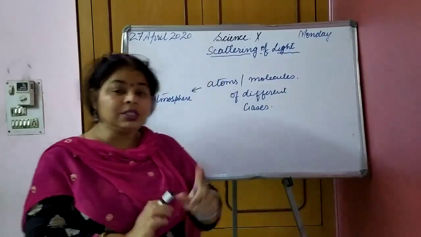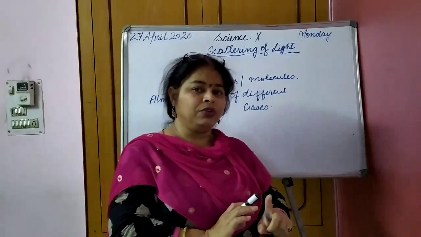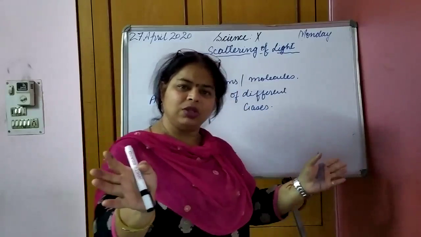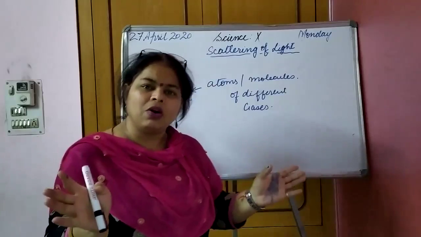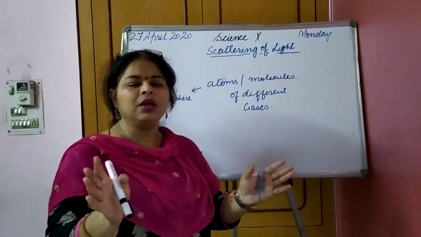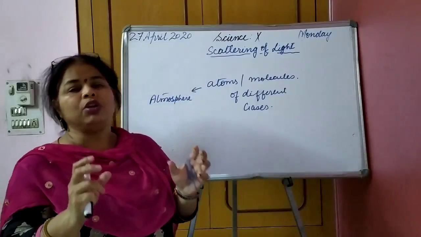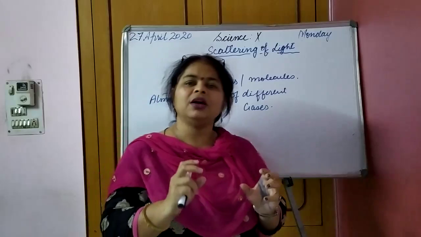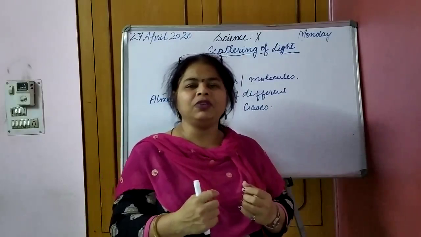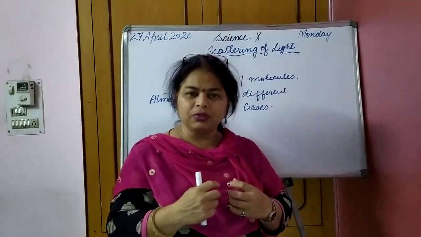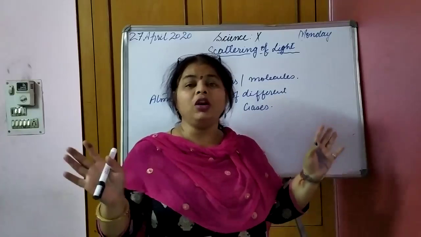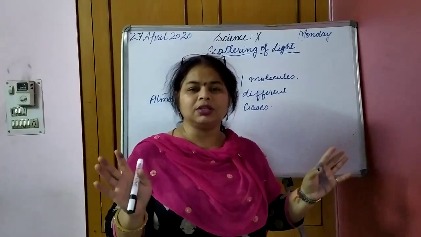Okay. Now this process of first absorbing the light and then re-emitting it into the atmosphere is called scattering of light. What is scattering of light? The atoms and molecules present in the atmosphere first absorb the sunlight, and after absorbing, what do they do? They re-emit it in all directions. In all directions. You have to learn this.